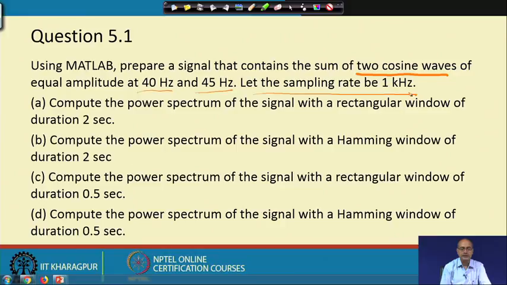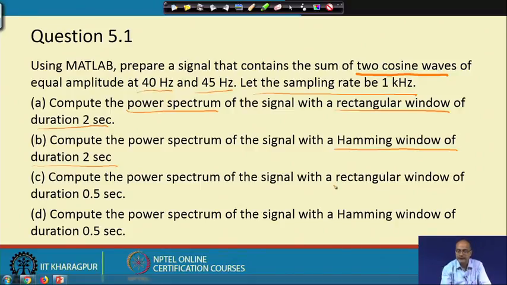Now, the task is that we have to compute the power spectrum of the signal with a rectangular window first, and the signal duration within the window would be 2 seconds. So, we can assume that the signal is starting from 0 to perpetual, and we have taken 2 seconds using a rectangular window, and we have to compute the power spectrum. Now, we would repeat the same thing where we will take a Hamming window of duration 2 seconds. So, changing the window, we would like to look at what difference it creates.